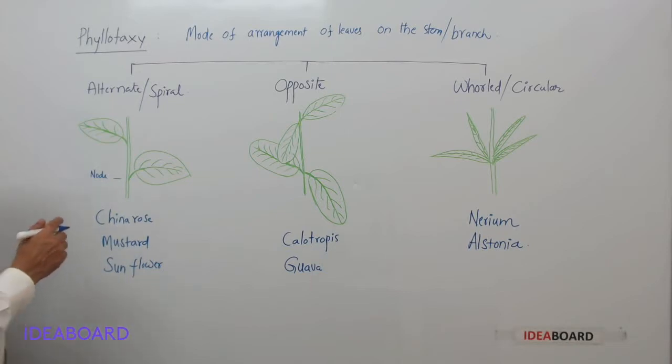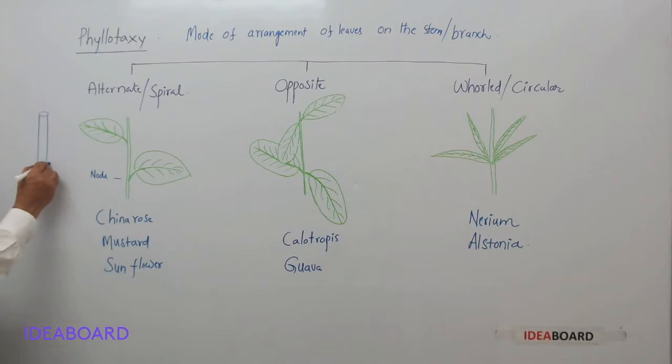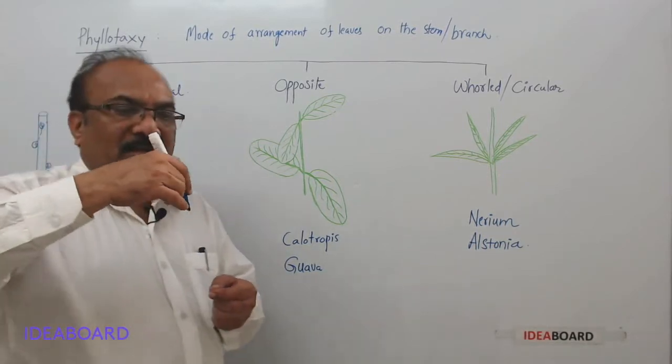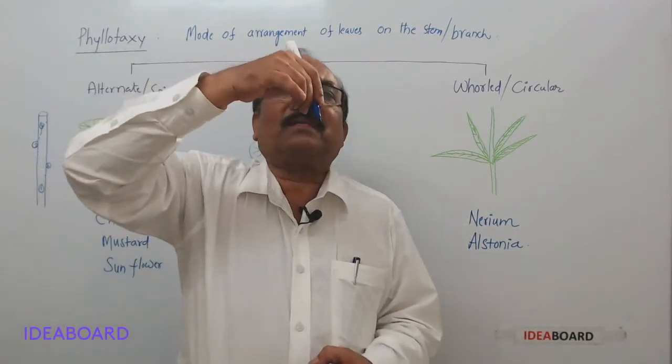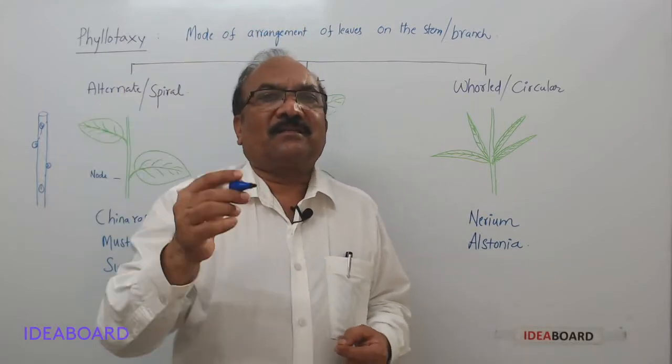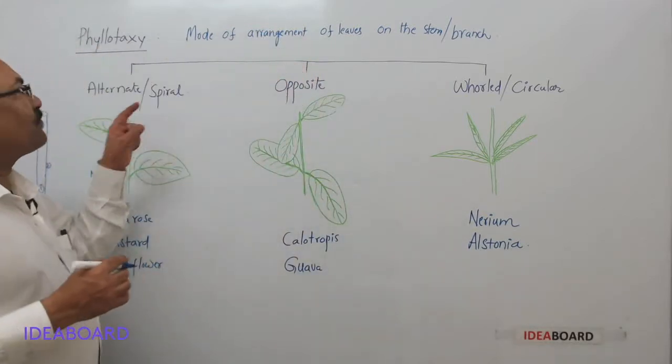When you examine this arrangement, if you look at a stem, you'll find the first leaf here, second leaf here, third leaf here, fourth leaf here, like that. So if you draw a line, you can see that the leaves are arranged spirally over the stem or on the branch. That's why this is called spiral phyllotaxy.